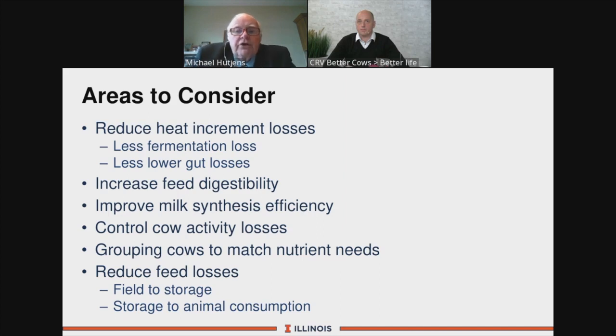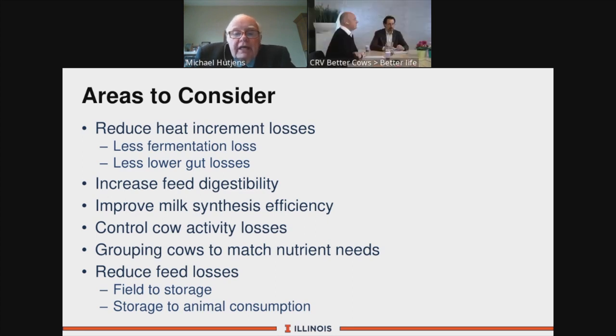Well, where's the future going? And our next speaker will cover some of these as well. Obviously, if I can reduce heat increment, this is the heat of digestion, fermentation losses, lower gut losses, that simply means I have more of those nutrients available for lactation, for growth, for reproduction, whatever the biological function for that cow is going to be. You already saw the slide on feed digestibility. It's huge at this stage of the game. Improving efficiency in milk synthesis could be genetic, obviously, and other ways as well.